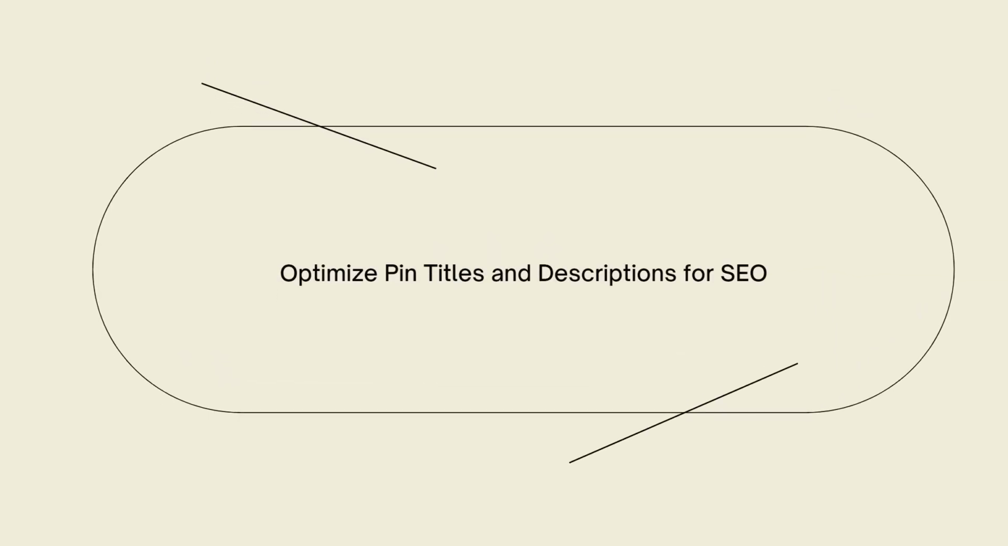For the last one, we have optimize pin titles and descriptions for SEO. Pinterest functions as a search engine, so optimizing your pin titles and descriptions for search engine optimization, or SEO, can help your pins rank higher in Pinterest search results. Use relevant keywords, descriptive language, and clear titles to make your pins more discoverable.